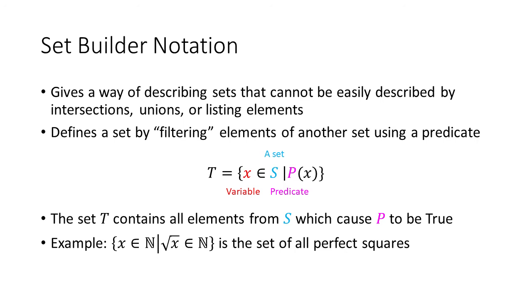We would read this example on the bottom of the slide as all of the natural numbers X, such that the square root of X belongs to the natural numbers. In other words, that example refers to the set of all perfect squares.